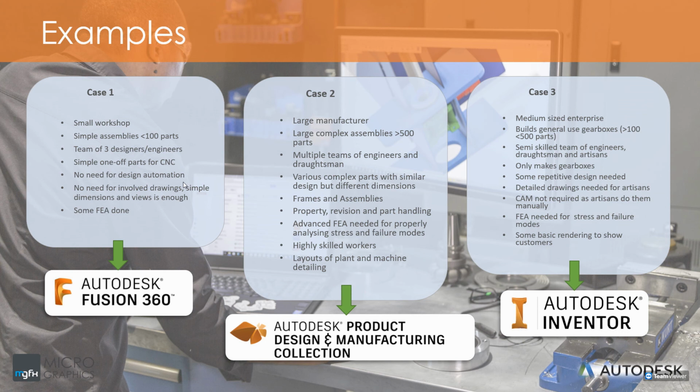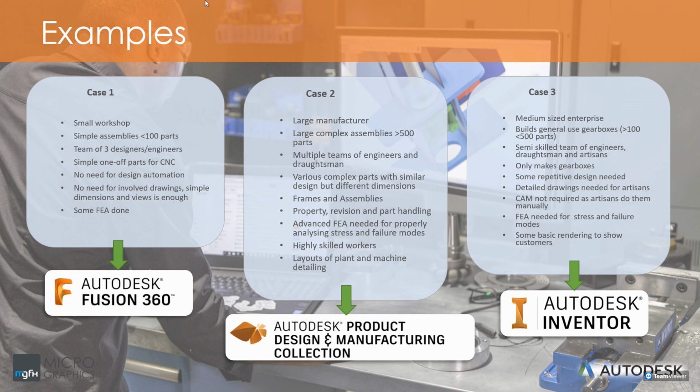There's no need for automation because it's mostly one-off parts. There's no need for involved drawings because all of it is being machined by themselves. And they use maybe some FEA just to test that their parts will hold. In this case, the solution would be Fusion 360 because it ticks all the boxes and it doesn't leave them short of anything. Okay, we can look at case two, however, where we have a much larger manufacturer.